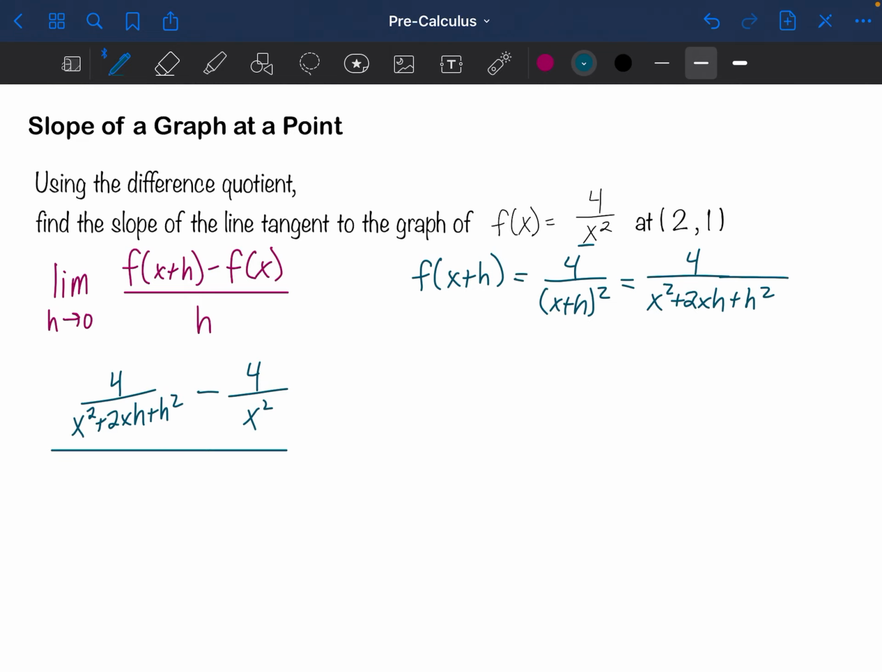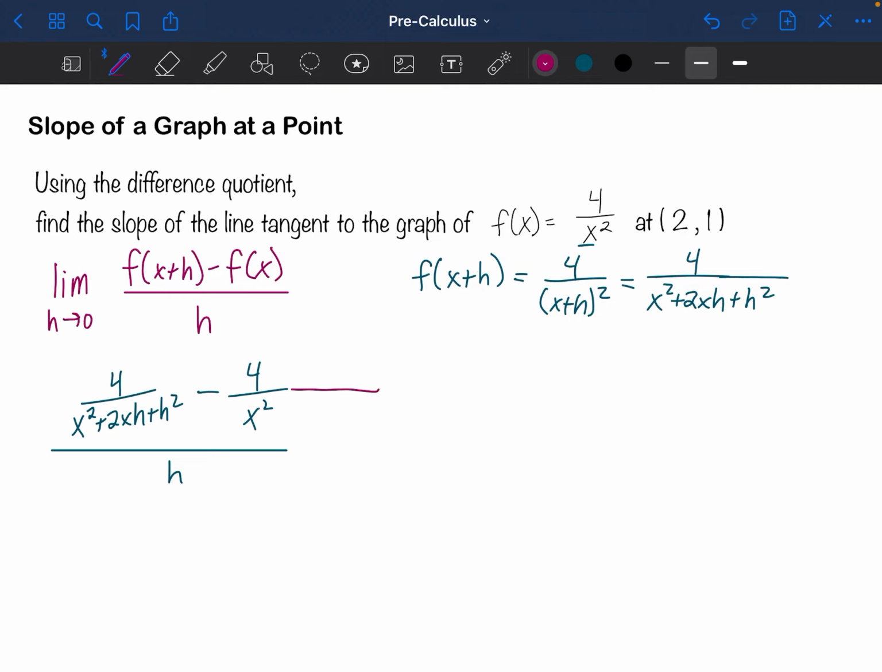over h. This is where people get really scared because they're like, oh, fractions within fractions, what's going on? How do I simplify it? Start one piece at a time. Look at the numerator. What can be done? Well, we can take those two fractions and combine them into one with the common denominator.